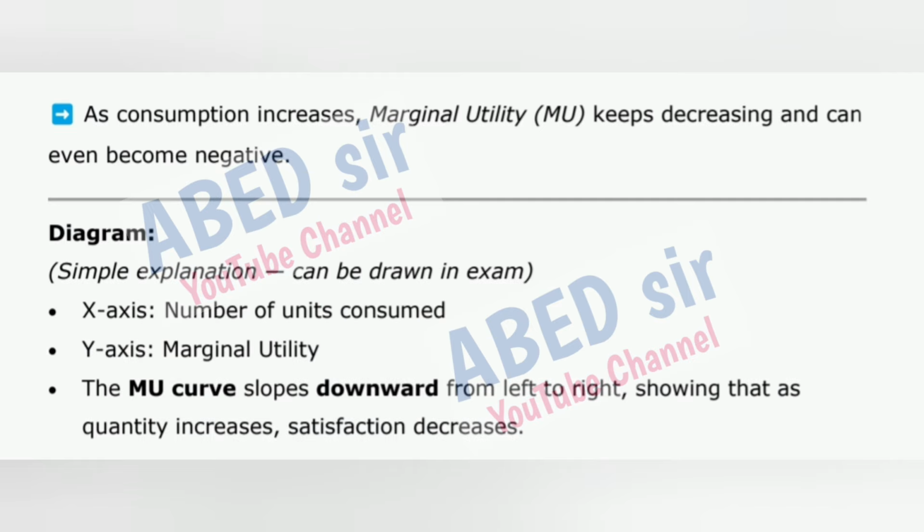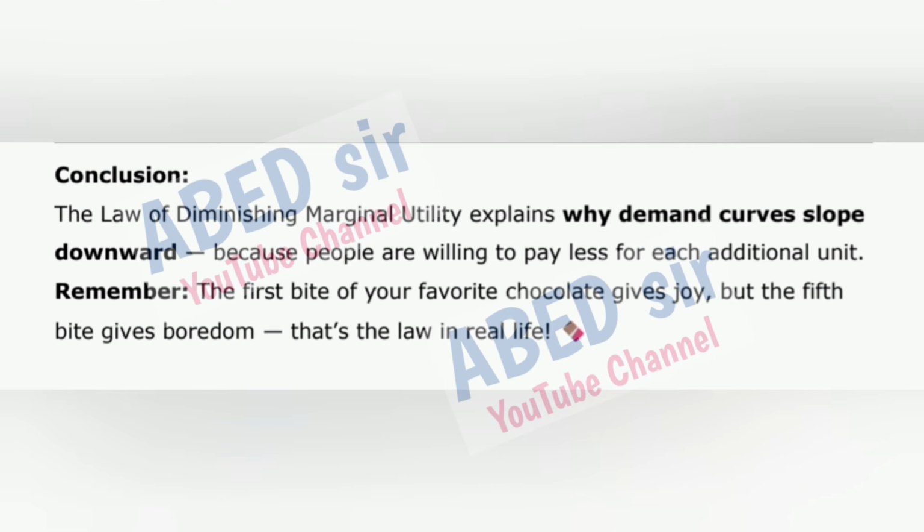Diagram. Simple explanation can be drawn in exam. X-axis, number of units consumed. Y-axis, marginal utility. The MU curve slopes downward from left to right, showing that as quantity increases, satisfaction decreases. Conclusion. The law of diminishing marginal utility explains why demand curves slope downward, because people are willing to pay less for each additional unit. Remember, the first bite of your favorite chocolate gives joy, but the fifth bite gives boredom. That's the law in real life.